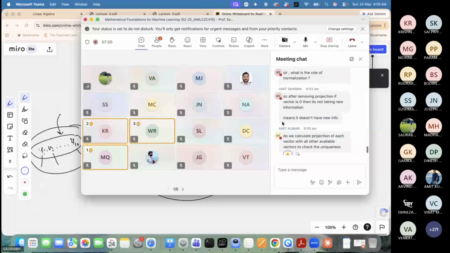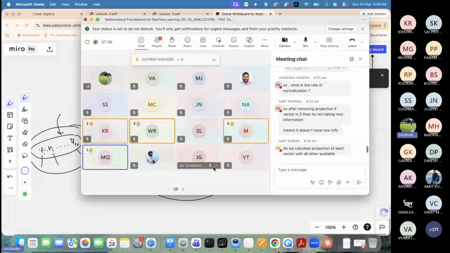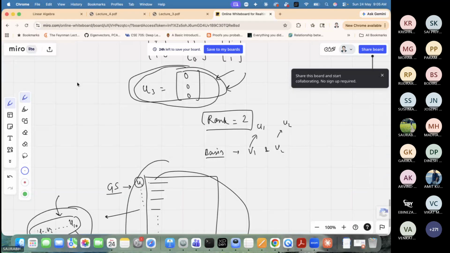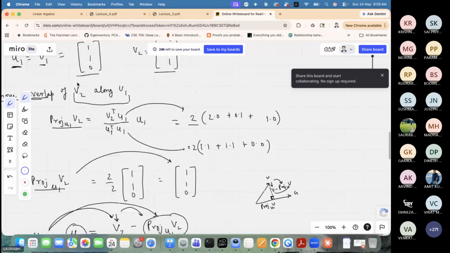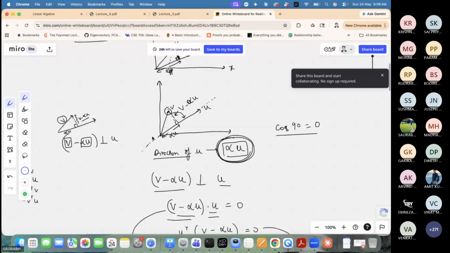Good morning, sir. V minus alpha u, the subtraction you are taking, can you please explain that? It is calculated by Pythagoras because 90 degrees is involved and then there's a hypotenuse created.